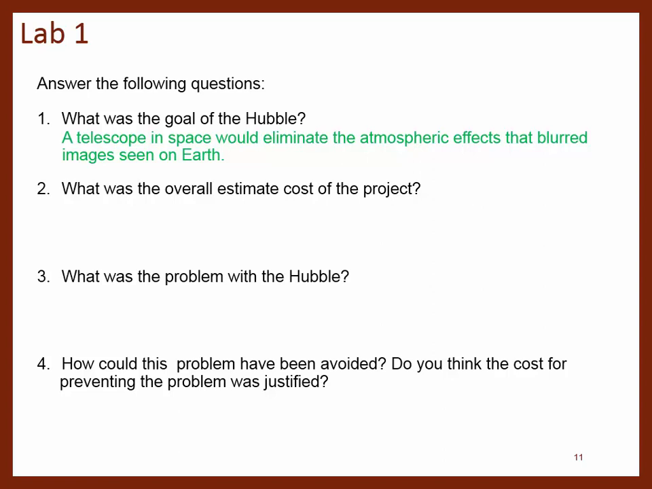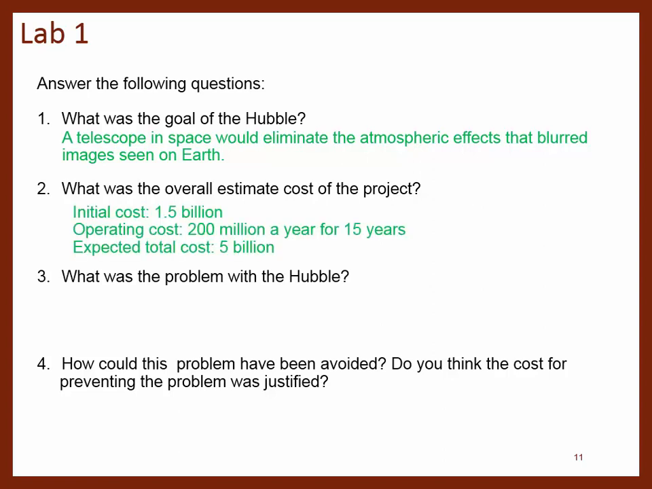And what was the overall cost of this project back in the 1970s, 80s? The initial cost 1.5 billion, so a lot of money, and then an operating cost of 200 million a year for 15 years. So an expected total cost of 5 billion. So we are dealing with a very massive use of resources here. A lot of money, and obviously after putting all those resources into this project, they wanted to see the results. But there was a problem.